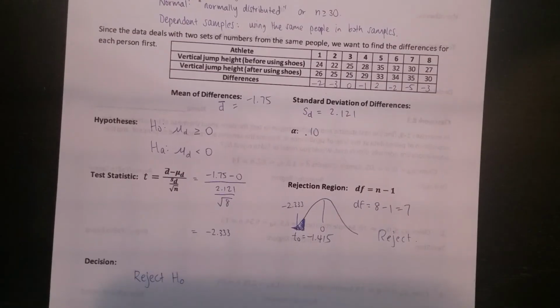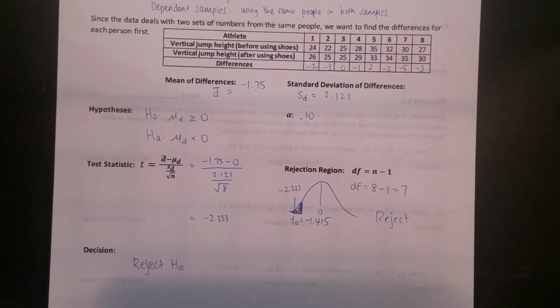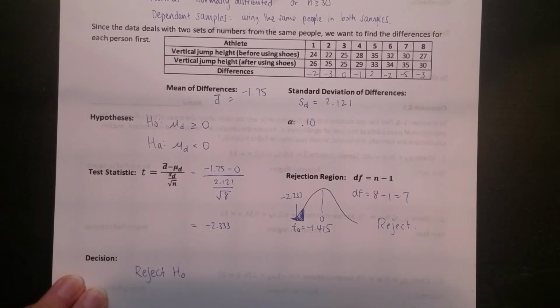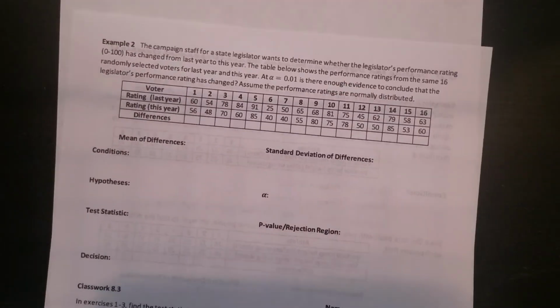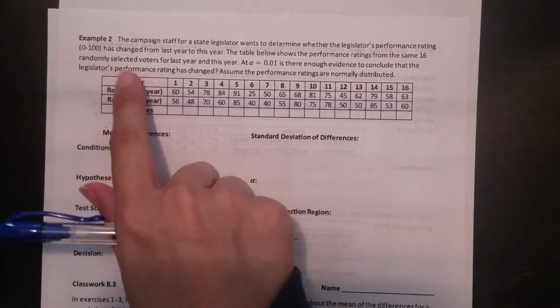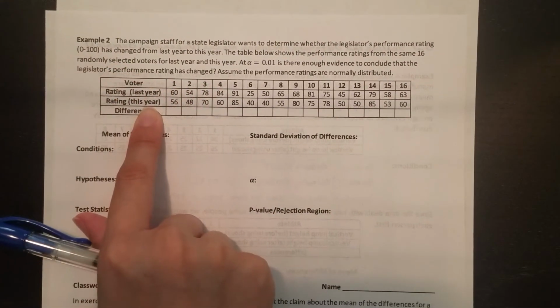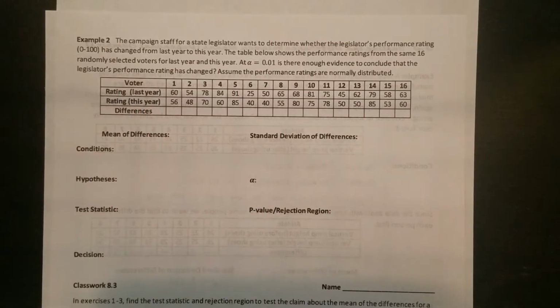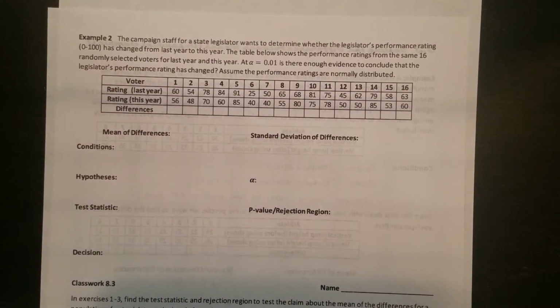So that's it for this type of problem. I'm just going to do one more example where it's two-tailed, just so you get the hang of it. But if you got it from here, cool. So my second example is similar. Again, we are getting last year's data with this year's data for how people voted, or their performance rating. And n is 16 here because we got 16 different people.